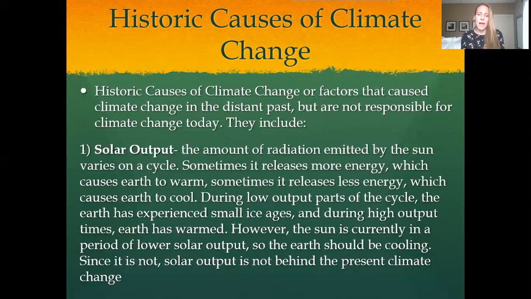So in the distant past, low radiation output times in the solar cycle would result in small ice ages, whereas in the past, global warming could be caused by high energy outputs by the sun. The reason we know that this isn't what's causing our present day climate change or global warming is because the sun is currently in a period of low solar output. So we would expect, based on the solar radiation that the Earth is getting, for the Earth to be cooling. Since the Earth is actually warming, we know that solar output is not what is behind present day climate change.